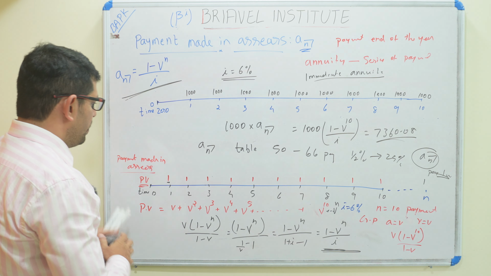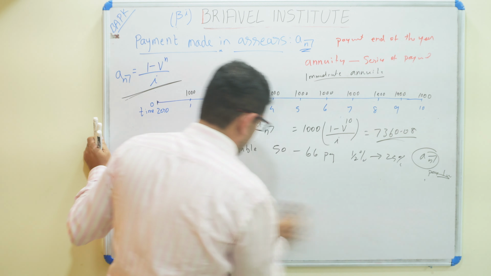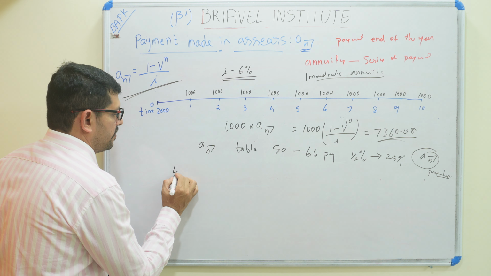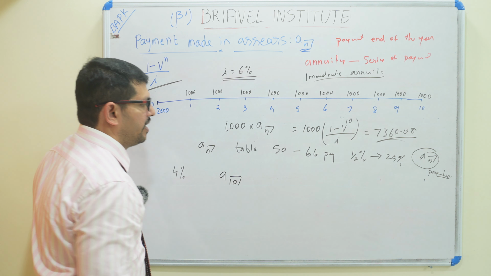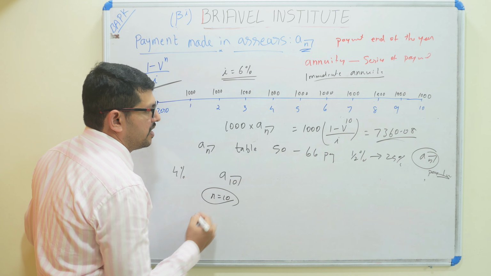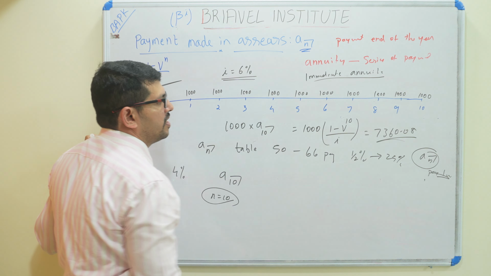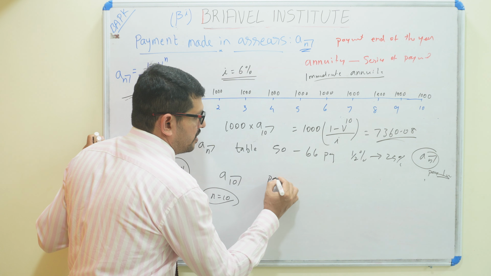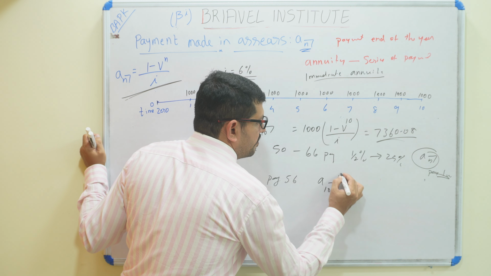For example, we can take page number 56, 4%, and we need to find out A10. 4%, n is equal to 10 years. So we substitute n is equal to 10, at 4% of interest. This is given on page number 56. What is the A10? A10 at the rate of 4% of interest.